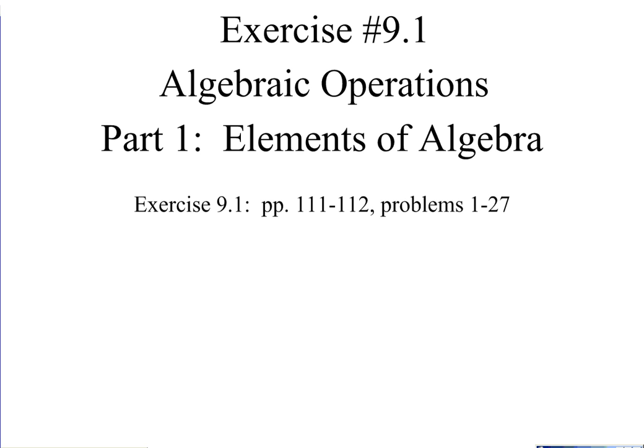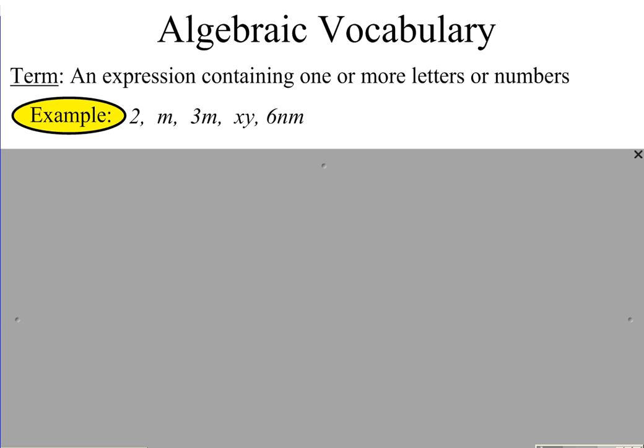Exercise 9.1, Algebraic Operations, Part 1, Elements of Algebra. We're going to start out with some vocabulary that you're going to need to be familiar with. A term is an expression containing one or more letters or numbers. Examples of terms are 2, a constant term, which is a number just by itself.